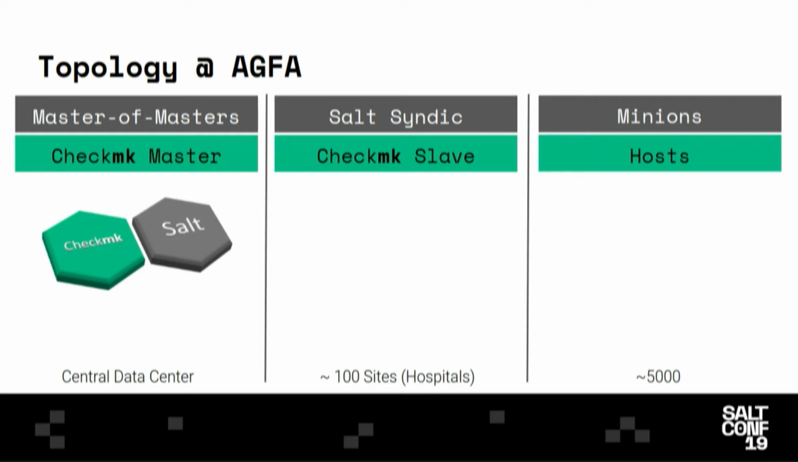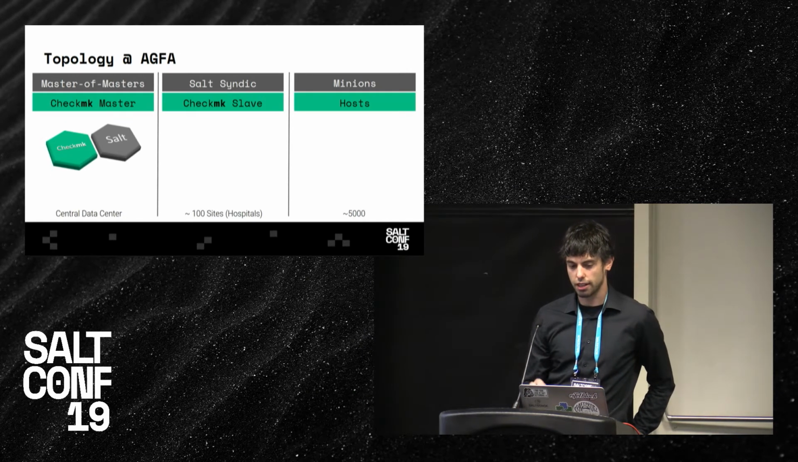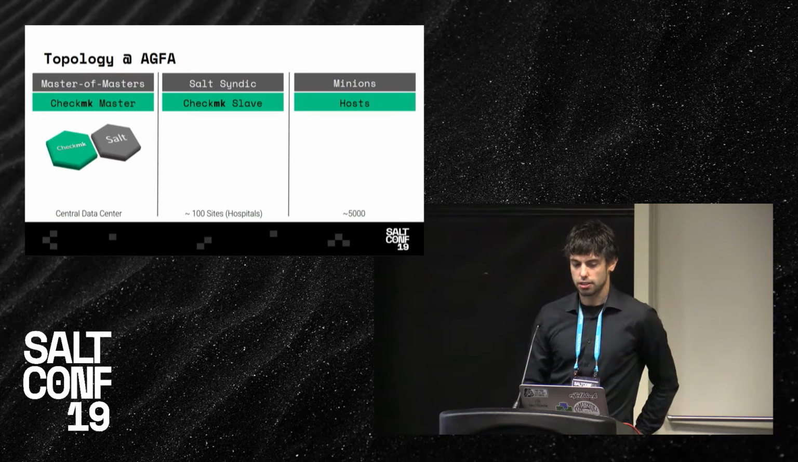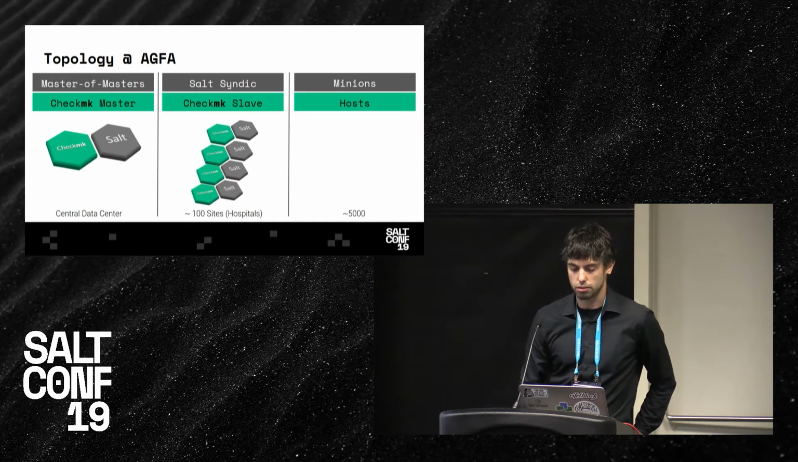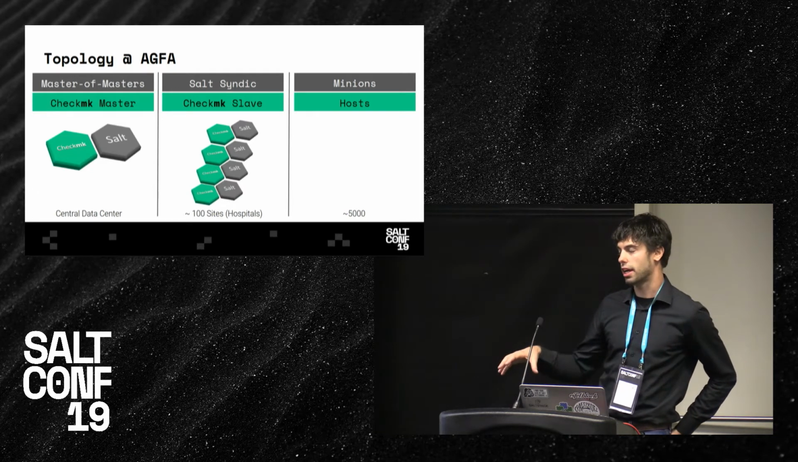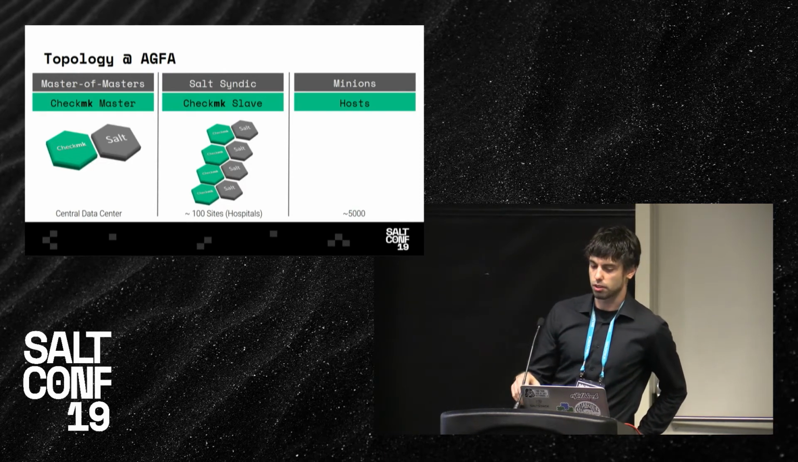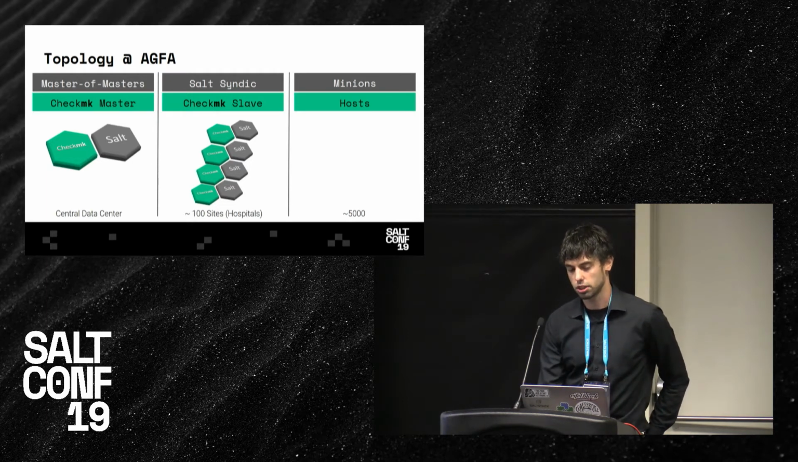That's our topology at Agfa. We have in the central data center a master of masters. The gray lane is the Salt terminology and the green one is the CheckMK terminology. So we have in the central data center a master of masters and a CheckMK master. Then we have around about 100 hospital sites which are connected to the central data center. In each site we have a Salt Syndic deployed, and with the Salt Syndic we are deploying also a CheckMK slave, which is also connected to the CheckMK master system.